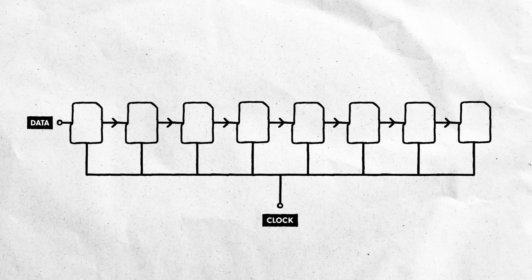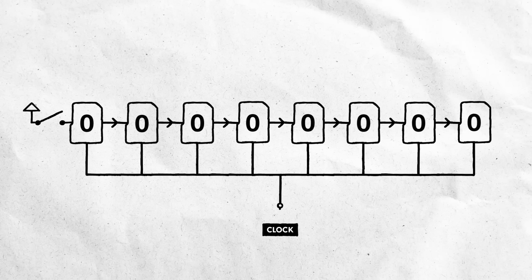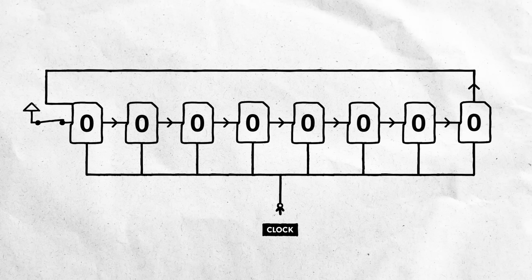Think of a shift register as a clocked chain of binary memory cells. On each clock pulse, it shifts its contents one step to the right, while grabbing a new bit from the input. Once a bit reaches the end of the chain, it drops off. But here's the trick. If we connect the last cell back to the input, that bit circles around instead, looping through the register indefinitely.